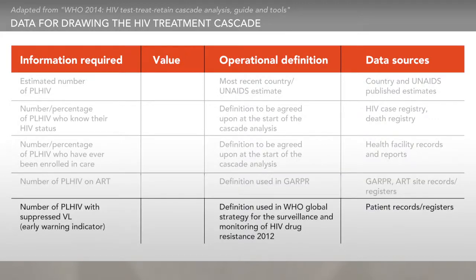Viral load suppression is generally defined as less than 200 copies per mL, but this also is not universally agreed, and therefore you will see different definitions shown in different cascades. These data are usually available from patient records or registers and should be for people who have been on treatment at least 12 months. The denominator for this indicator will then be the number of people on treatment who have a viral load measurement in the past 12 months.